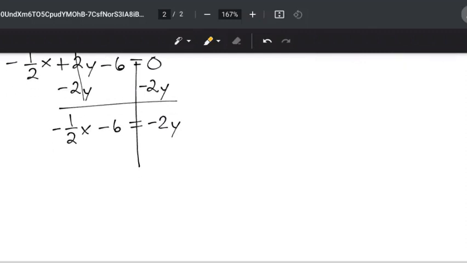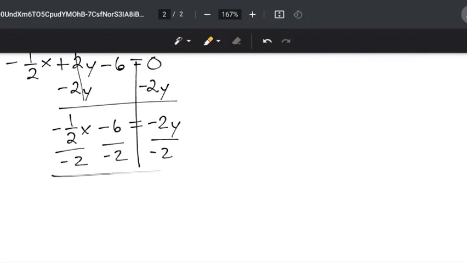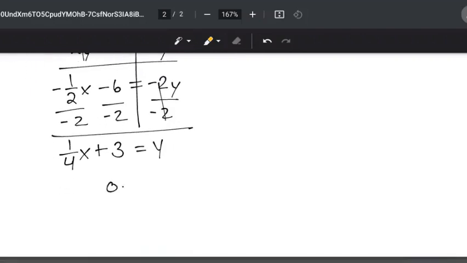That cancels out. We're left with negative 1/2 x minus 6 equals negative 2y. Last step, to get y completely by itself, we divide every term by negative 2. And we're left with y equals negative 6 over negative 2. Gives us a positive 3. And then we have negative 1/2 divided by negative 2 gives us a positive 1/4 x. If it helps you out to write it like we've been writing it with the y on the left, that's fine. You can just write y equals, and then our mx, which is 1/4 x, plus our b, which is 3.